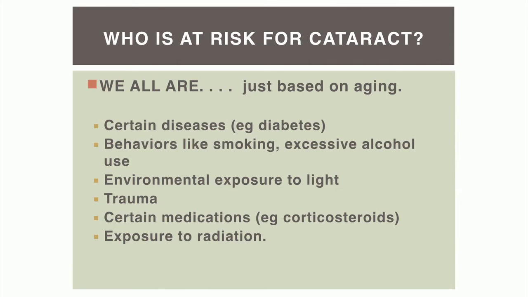But diabetics develop cataracts earlier. Certain behaviors lead to earlier cataract development. Certain environmental factors, people that are out in the light a lot. Trauma can cause development of a cataract very soon after the trauma, and certain medications that many patients may be on, including corticosteroid drops, can cause earlier development of cataract, and exposure to radiation.